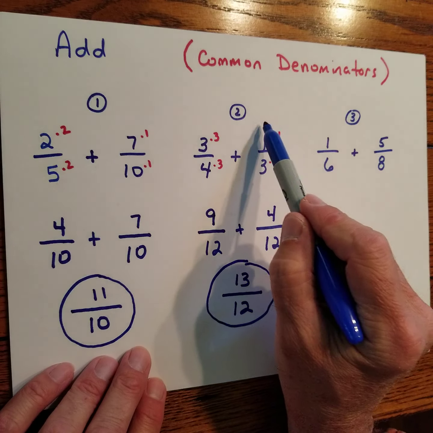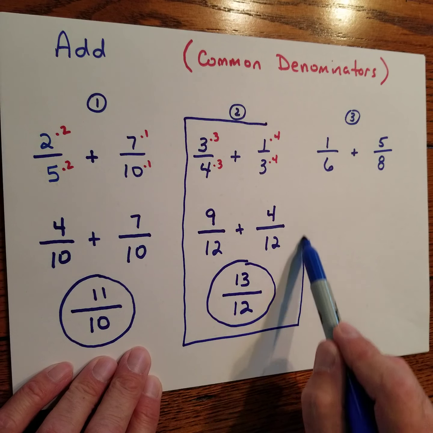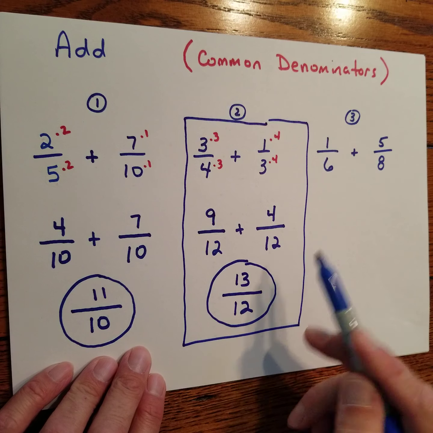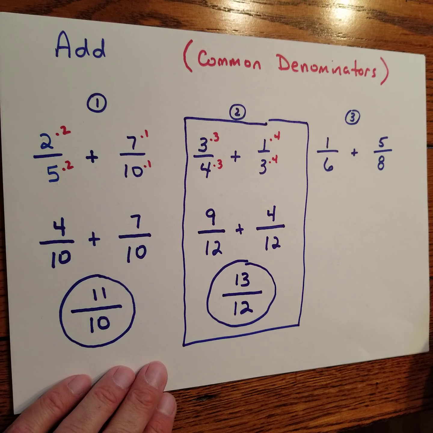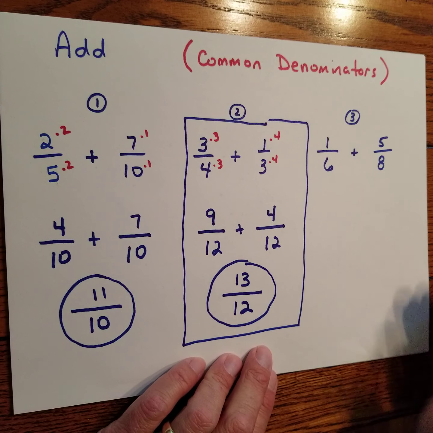This is exactly how I want you to show your work on your homework. You write the problem down this way, rewrite it with a common denominator, then add the numerators and keep that common denominator. Now number 3 is kind of tricky.